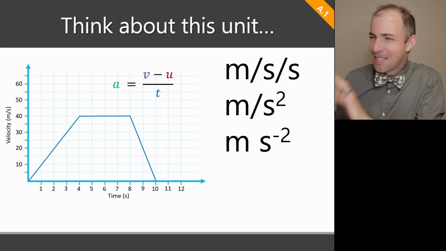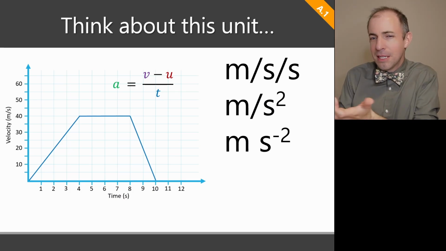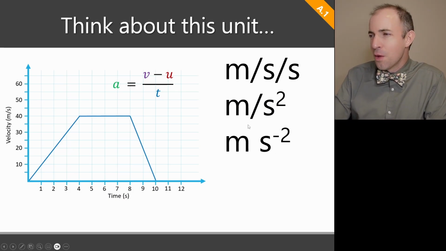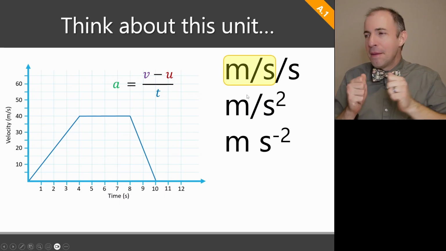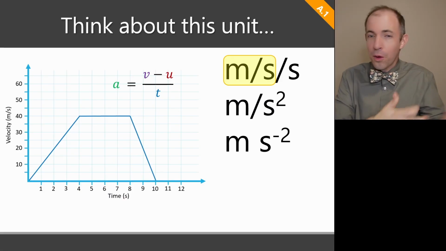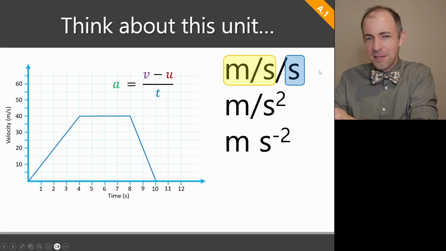Meters per second squared is the same idea. It just means every second you're moving so many meters per second faster. So think of it rather than meters per second squared. When you're thinking about acceleration, imagine it as how many meters per second faster or slower I'm traveling every second. It's meters per second per second.